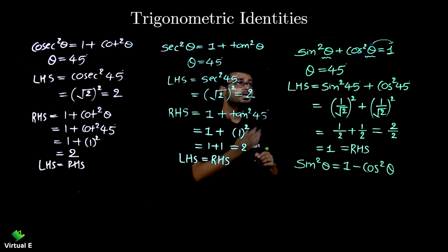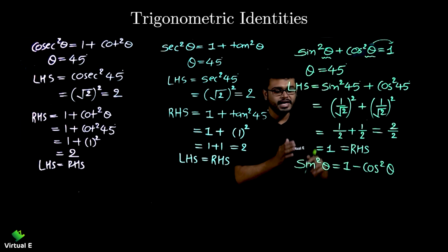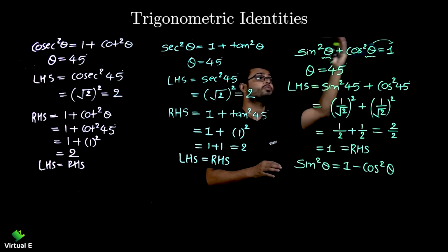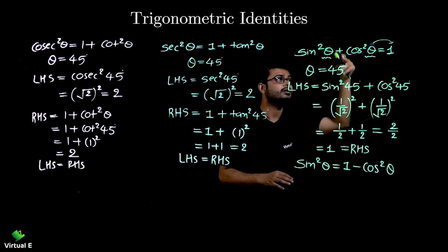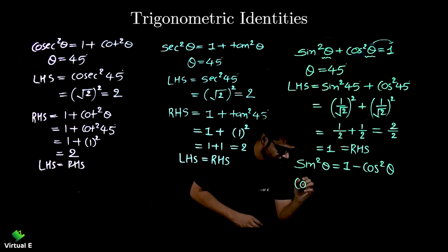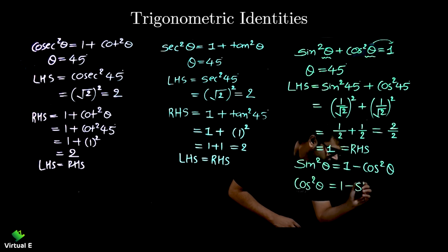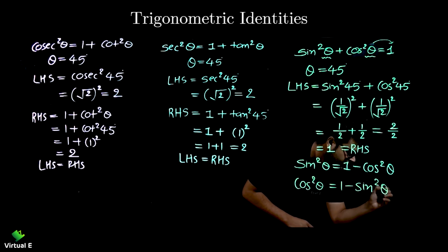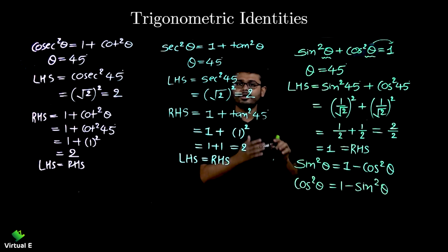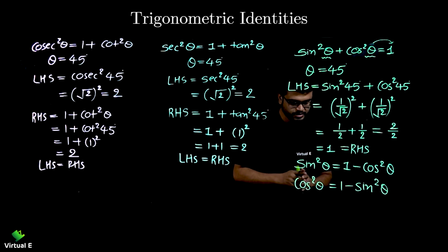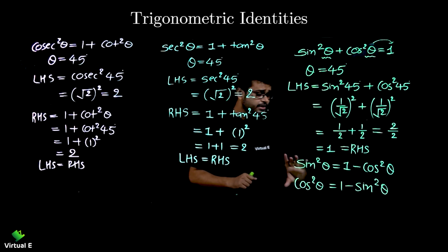Right? Simple. Both relations are the same. I have just shifted cos square theta there. Suppose I shift sin square theta there, then what will be the subject? Cos square theta, which is cos square theta is equal to 1 minus sin square theta. This is an indirect relation. We are going to use this as well when we solve the sums. You'll come to know how to solve as well. So this is how we manipulate.